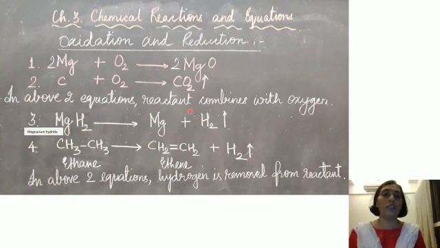So whether it is reactant combining with oxygen or whether it is removal of hydrogen from the reactants, in both the cases, we refer to the process as oxidation. I repeat, that is, in the first two examples, we saw that oxygen is added to the reactants to form their oxides. So it is addition of oxygen. Whereas in the other two, we find that the hydrogen has been removed from the reactants. So removal of hydrogen from the reactants is also called as oxidation.